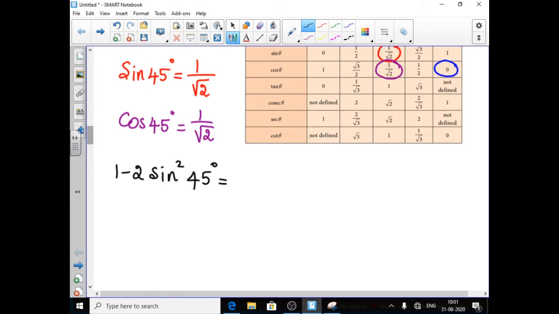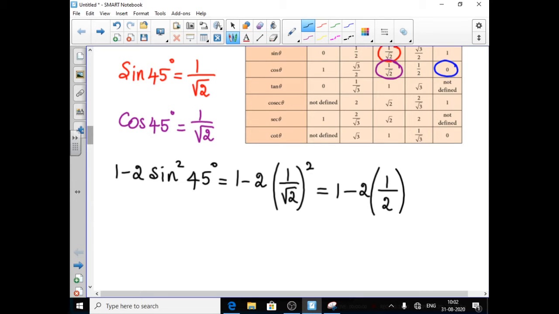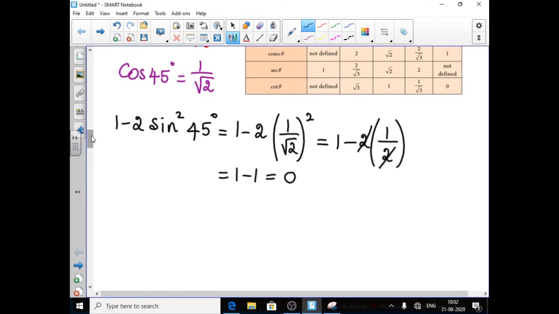Okay. So 1 minus 2 sine 45 degrees, 1 by root 2, has a square. So 1 by root 2 whole square. That is equal to 1 minus 2 into 1 square is 1 and root 2 square is 2. Okay. Then 2 get cancelled. So remaining, 1 minus 1 is equal to 0. Okay. So therefore 1 minus 2 sine square 45 degree is also 0.